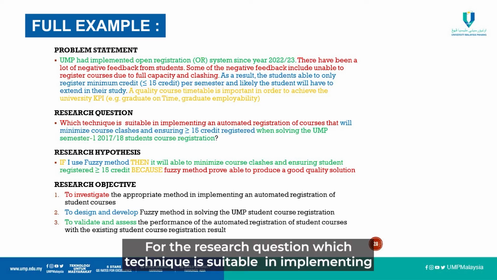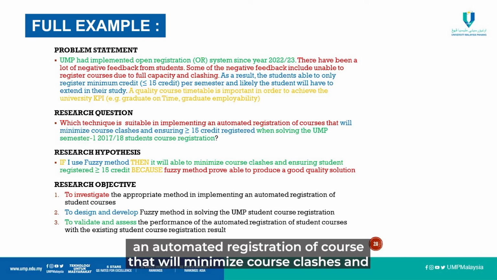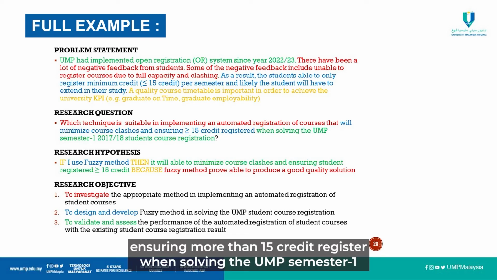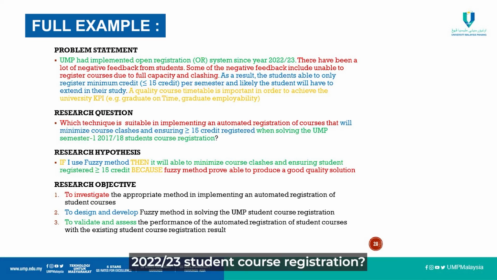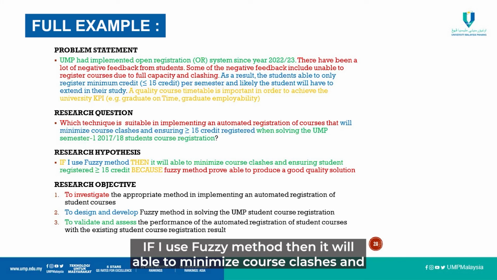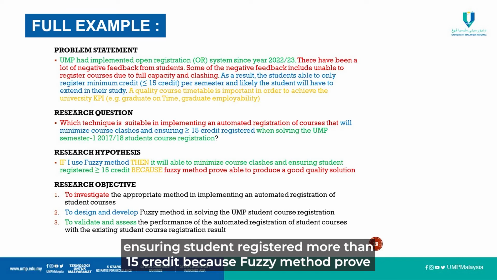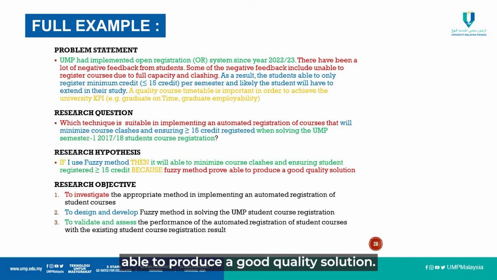For the research question: which technique is suitable in implementing an automated registration of courses that will minimize cost clash and ensure more than 15 credits registered when solving the UMP semester 1 2002-2003 student course registration? For the research hypothesis: if I use the fuzzy method, then it will be able to minimize cost clash and ensure students register more than 15 credits, because the fuzzy method is proven able to produce a good quality solution.